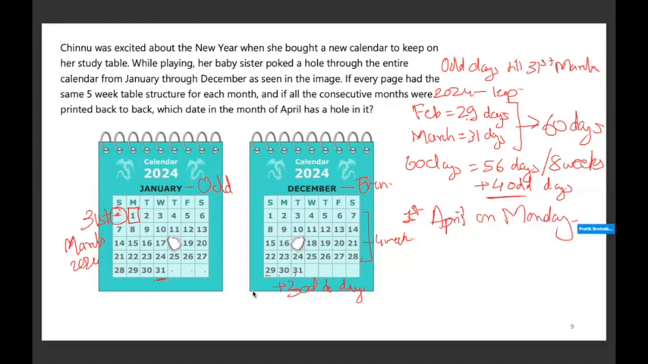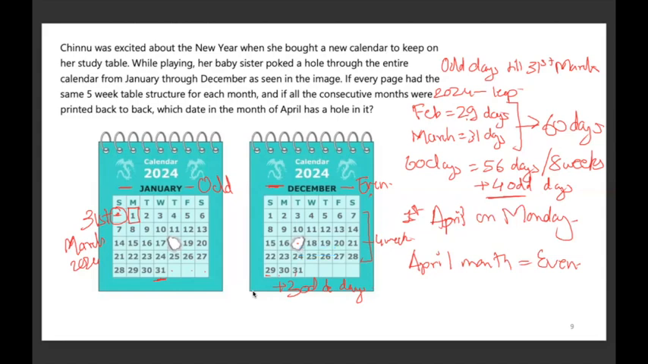If 1st of April is going to be on Monday, and we also know that we cannot refer to an odd day calendar because April month is even numbered. Because April is even numbered, we have to refer to the even numbered month, which is December, shown here, because the 5-week structure is going to be same. And we know the location of the hole also given here.